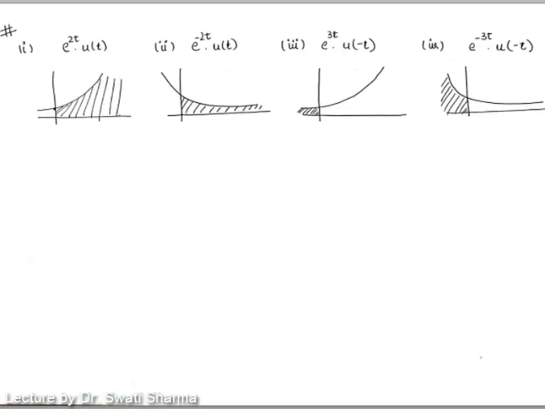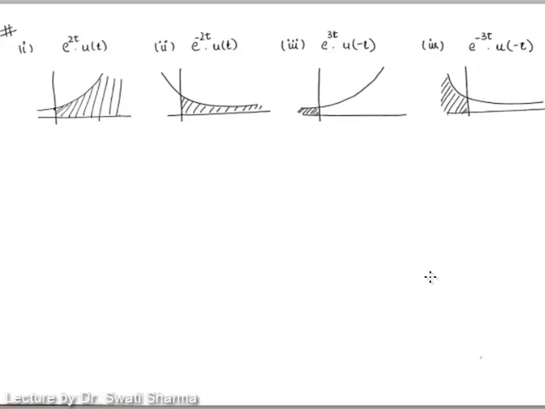Yes, so if this is a graph, just see this portion where this is the rising exponential because the power is positive, and because the power is negative, this is a decaying exponential, again rising, again decaying. Now the shaded portion which I have drawn here would be left when the respective signals are multiplied by u of t or u of minus t.